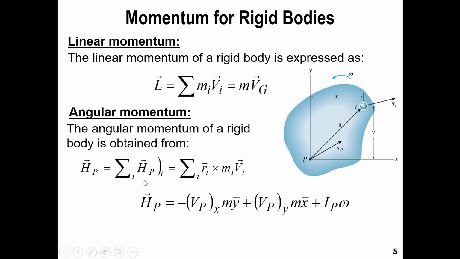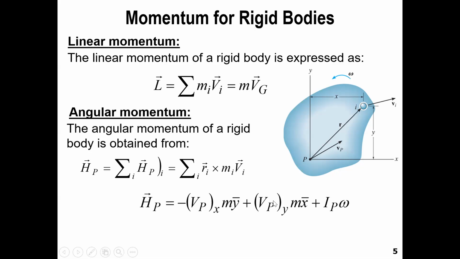If you expand this and write the whole thing, this is what you're going to get. H about P for the entire rigid body comes from this. And remember, because this is planar motion, H about P is already in Z direction. I may even remove this arrow here because it's already in Z direction. So we're going to get minus P VPX My bar plus VPY MX bar.